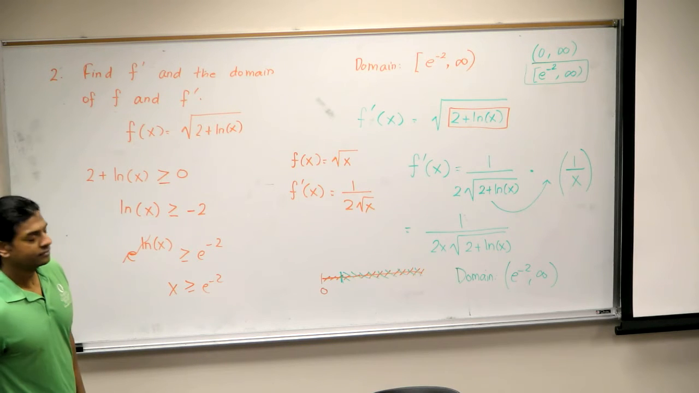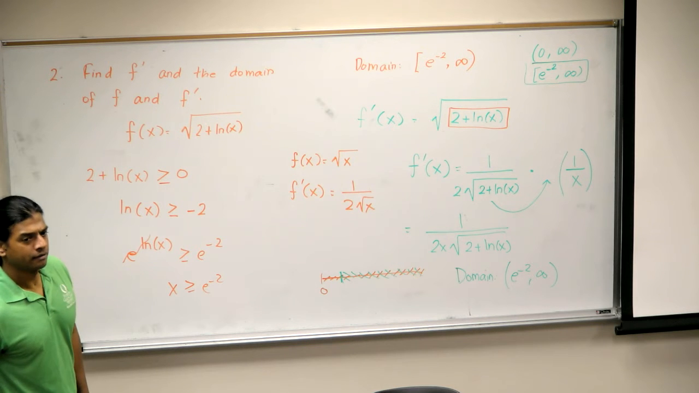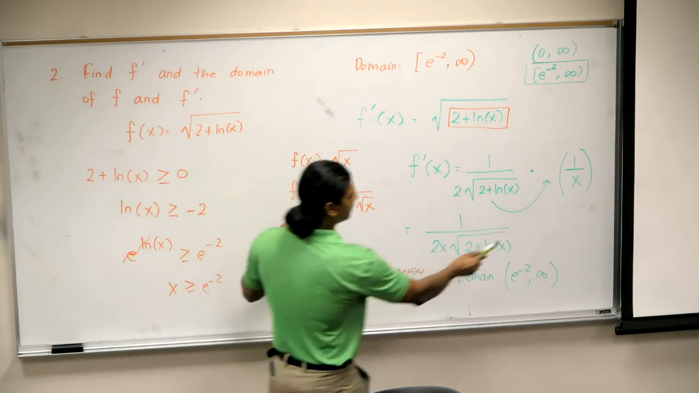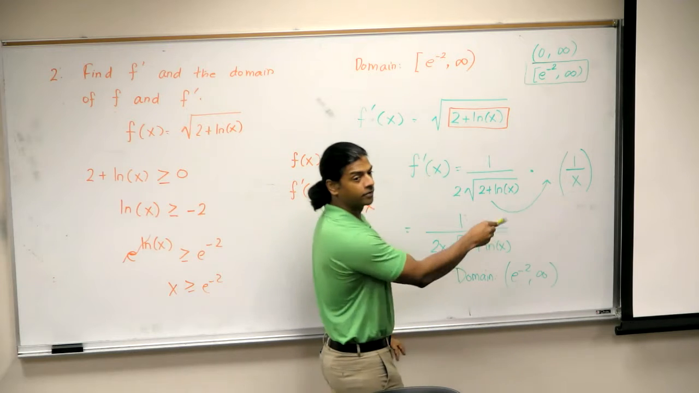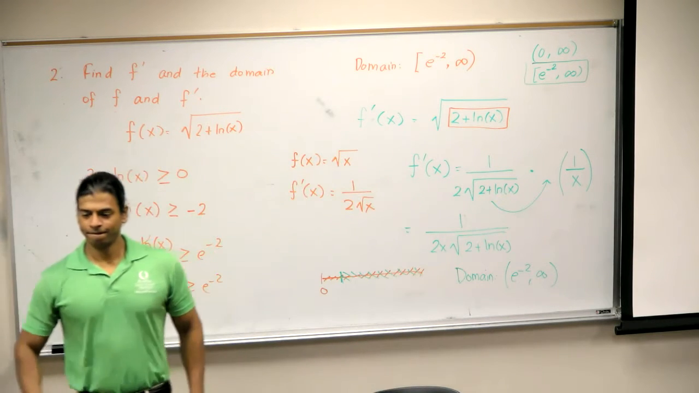Why did we multiply by 1 over x? What do you mean? I just didn't know where we got 1 over x from. Other than the chain rule, you don't know. Yeah, it made sense out there.